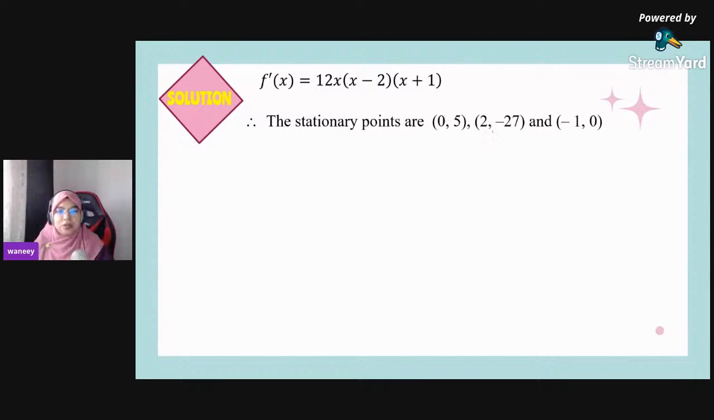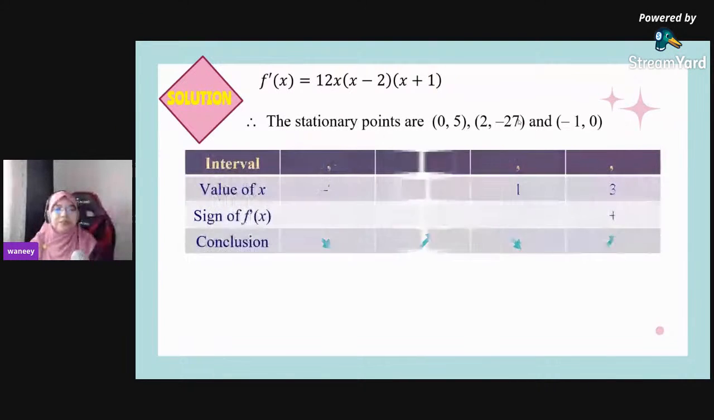Okay, so firstly, what do you need to do for a first derivative test? We need to draw a table first. So draw the table. The first row belongs to the interval, so this one corresponds to the value of x.